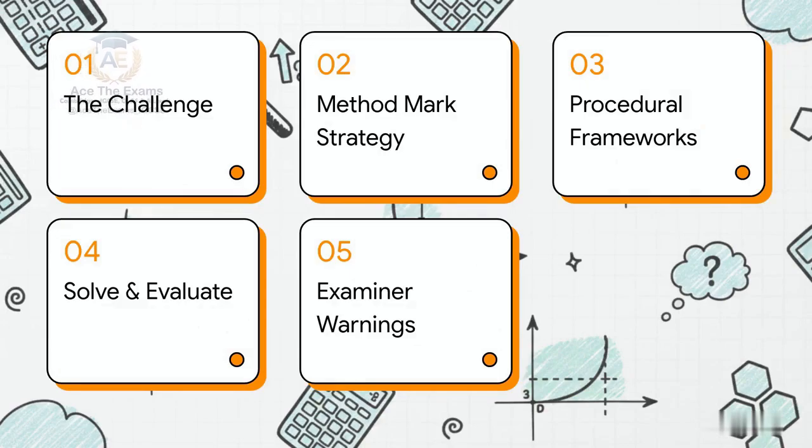Here's our roadmap for this explainer. We'll start off with the differentiation challenge, then we'll unlock the method mark strategy, outline some essential procedural frameworks, run through the deconstruct, solve, evaluate loop, and finally, we'll reveal the top examiner warnings. Let's get moving. Section 1.